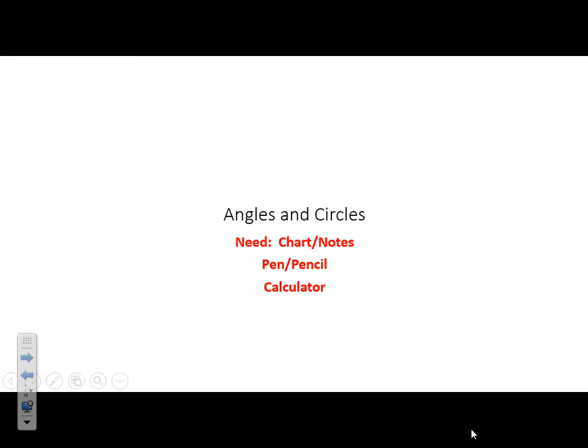Hello, ladies and gentlemen. Today we're going to be taking a look at other types of angles inside circles. For this, you're going to need that little chart to organize some formulas. We're going to fill some of that in, and you need to be careful to pay close attention today.